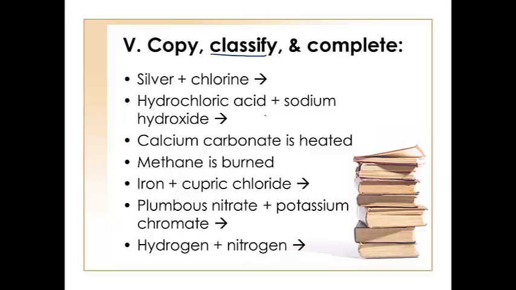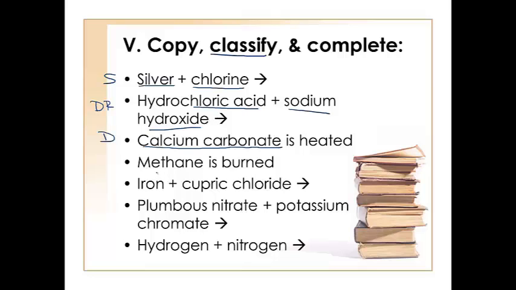So how do you figure out which one is which? Well, this one's pretty simple. If you have an element and an element, it's going to be a synthesis reaction. Basically metal, non-metal, turn them into ions, figure out your product. Next thing, hydrochloric acid with sodium hydroxide. This will be ions, this will be ions. Two compounds, so this will be double replacement. Third one, calcium carbonate is heated. Now, only one reactant. That means this is going to be decomposition.